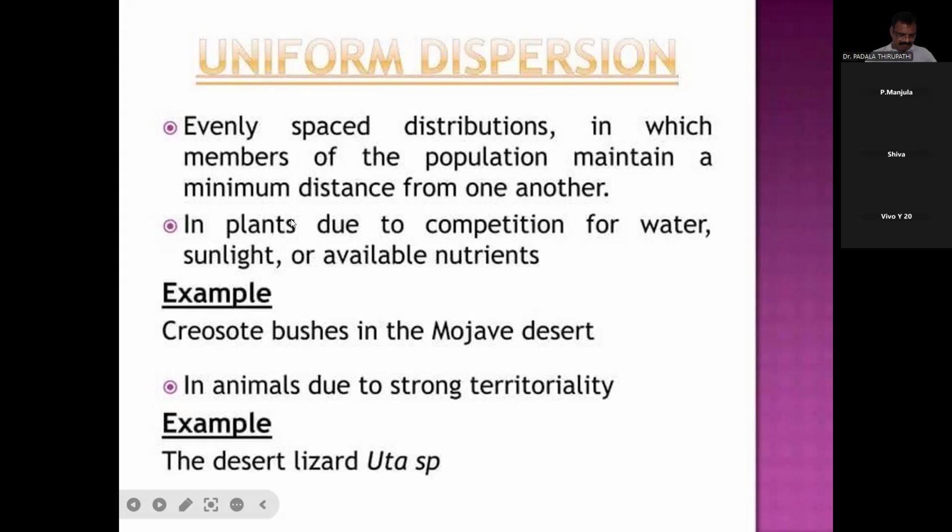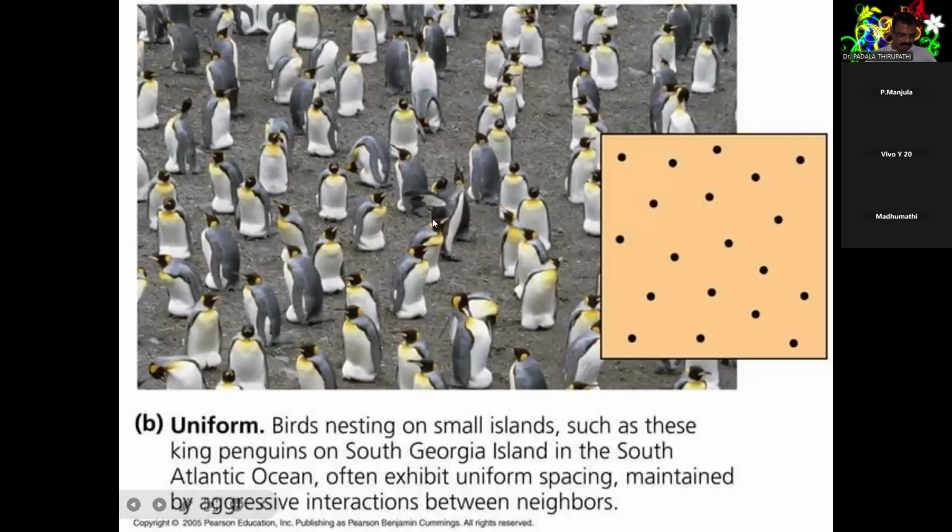Another one is the uniform dispersion, that is the evenly spaced distribution, in which the members of the population maintain a minimum distance from one another. Mainly it is seen in plants due to competition for water, sunlight, and nutrients. So here they are placed uniformly. An example for this is that we can observe uniform dispersion in penguins. So here they are uniformly spaced.